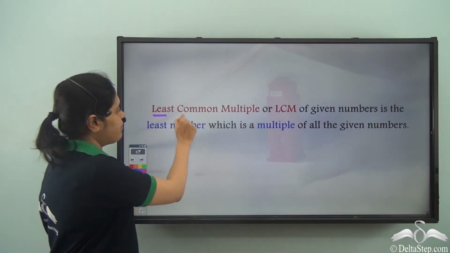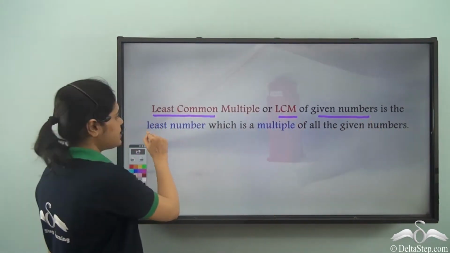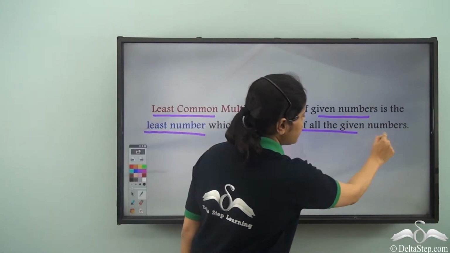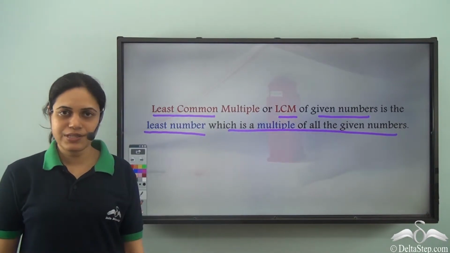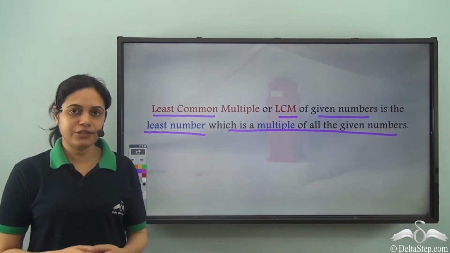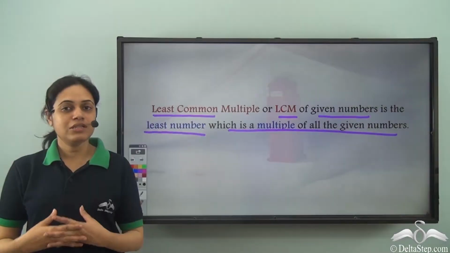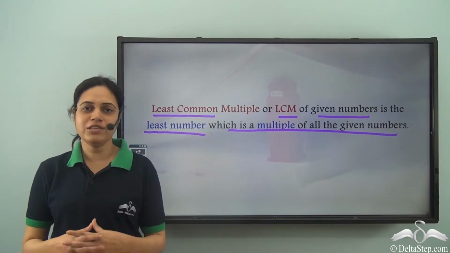The least common multiple or LCM of given numbers is the least number which is a multiple of all the given numbers. So now let us see an interesting method of finding the LCM of two numbers. This method is called the common division method.